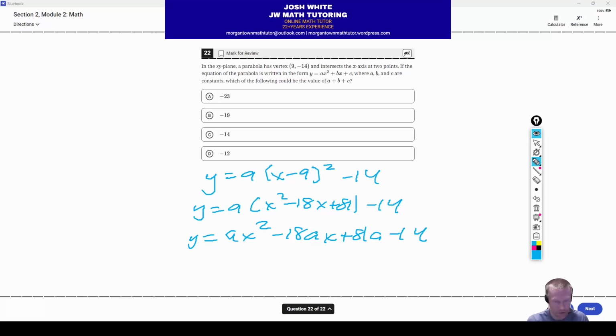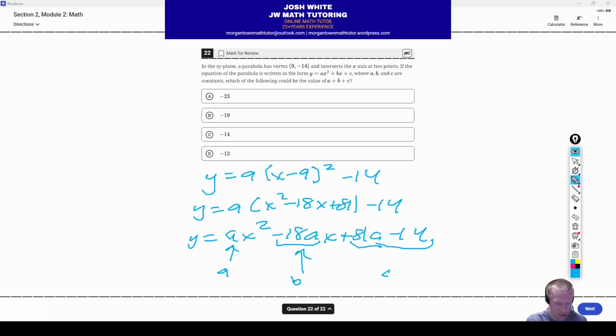And now what happens is this A obviously matches up with that A. This matches up with B, and then these two terms together correspond to C. So if you add A plus B plus C all together, meaning just taking the coefficients, you get A minus 18A plus 81A minus 14. So this is again A plus B plus C, just all together, the coefficients. Now when you combine these, you get 64A minus 14.